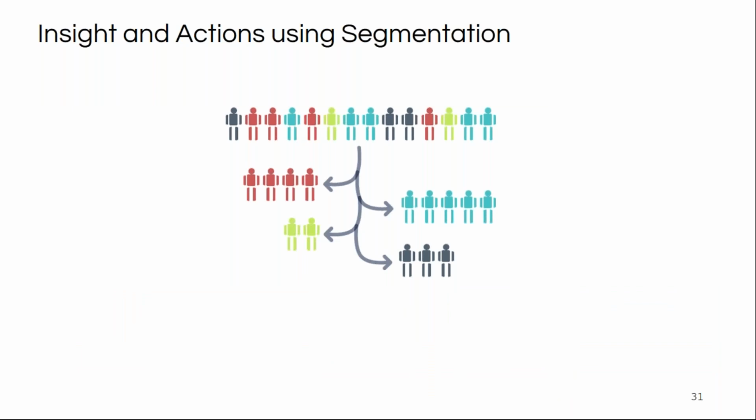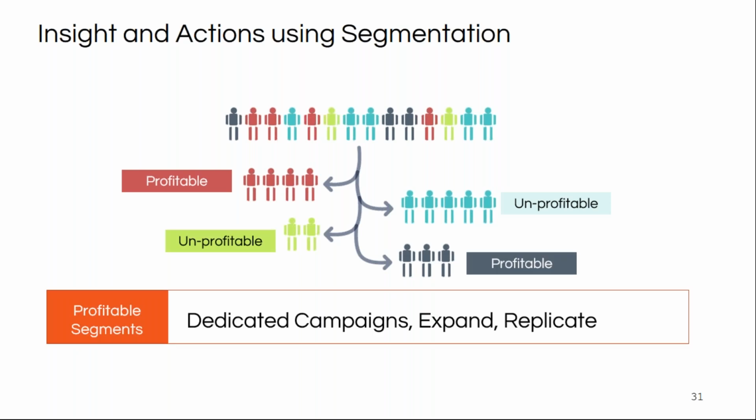So if you understand the correct segment, let's see how you can utilize it. In this example, you can see there are multiple segments, profitable segments and unprofitable segments. You can expand the profitable segment, create a dedicated campaign for it, and replicate those campaigns, because you know that this segment is going to give you a profitable return. Let's say age 25 to 30 male is the profitable segment. You can create a dedicated campaign for them.